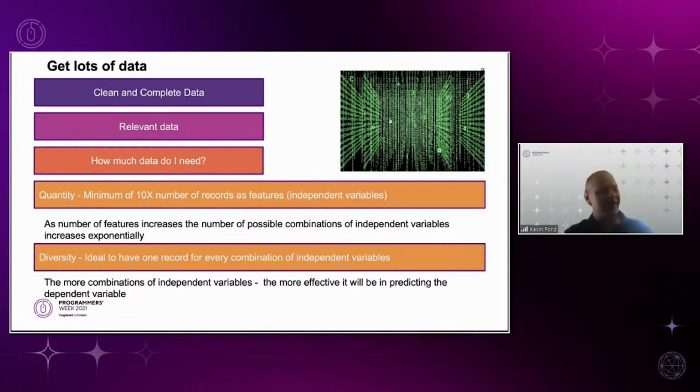Now, one thing I hear a lot is how much data do I need? And so there's a lot of different answers to that. And I will say that on minimum, you're probably going to need about 10 times the amount of records as you have features. And a feature is those independent variables going into the function. And so if you have 5 different features going into the function, minimum, you're going to need like 50 records, right? Minimum.